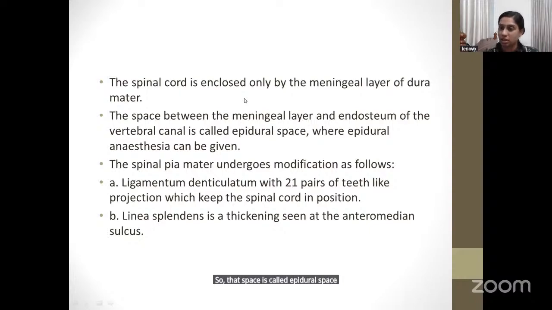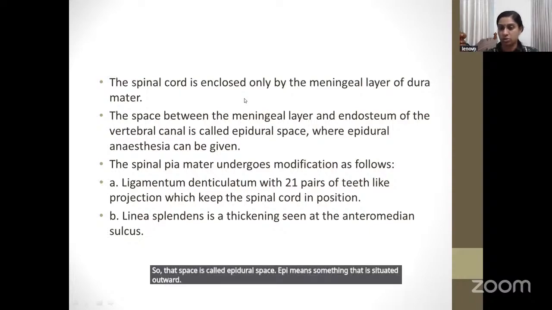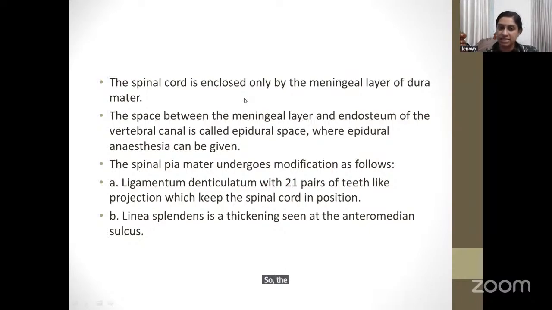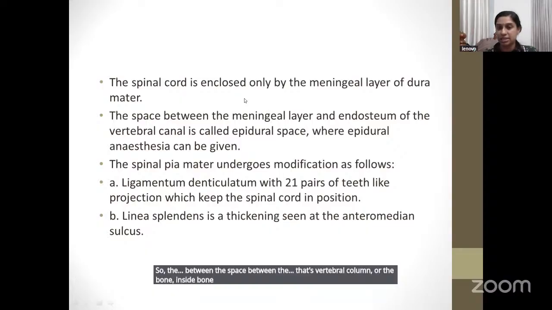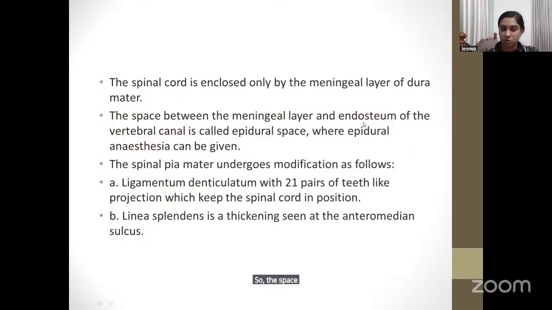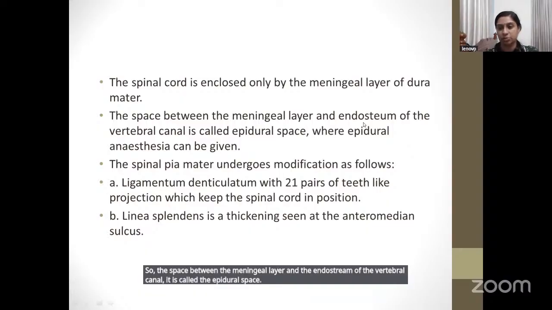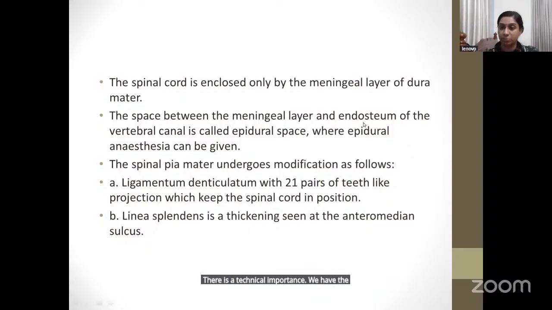Epi means something that is situated outward. So the space between the vertebral column, the bone, and the meningeal layer of the dura mater is called the epidural space. It is the space between the meningeal layer and the endosteum of the vertebral canal. There is a clinical importance: epidural anesthesia is given into this space.